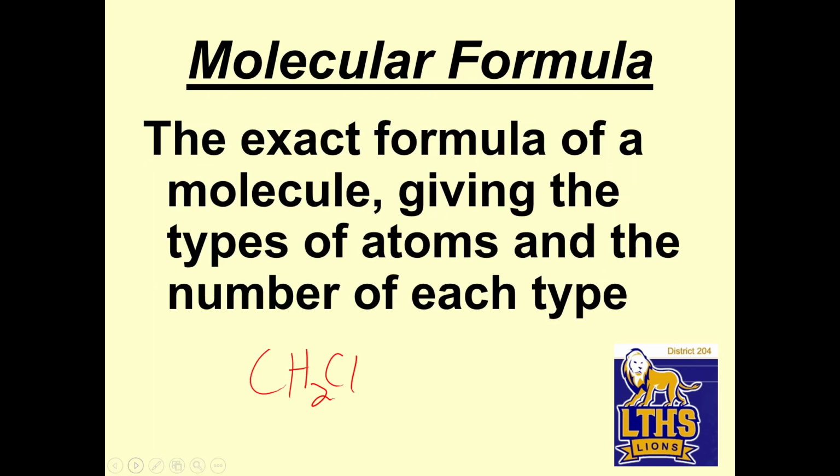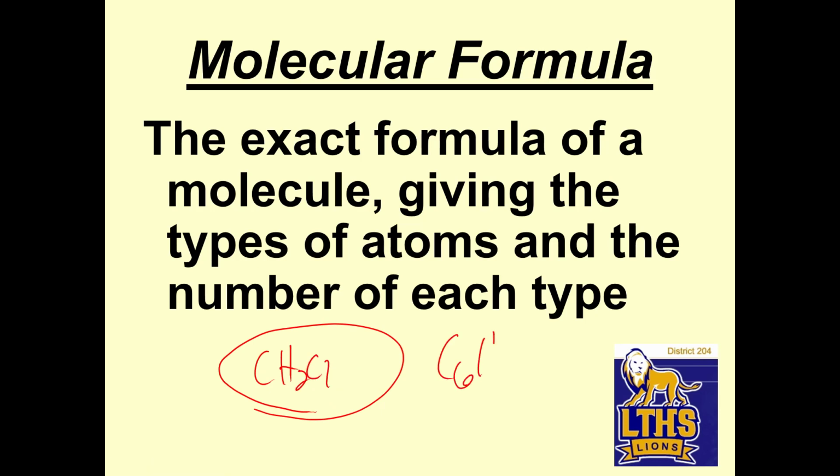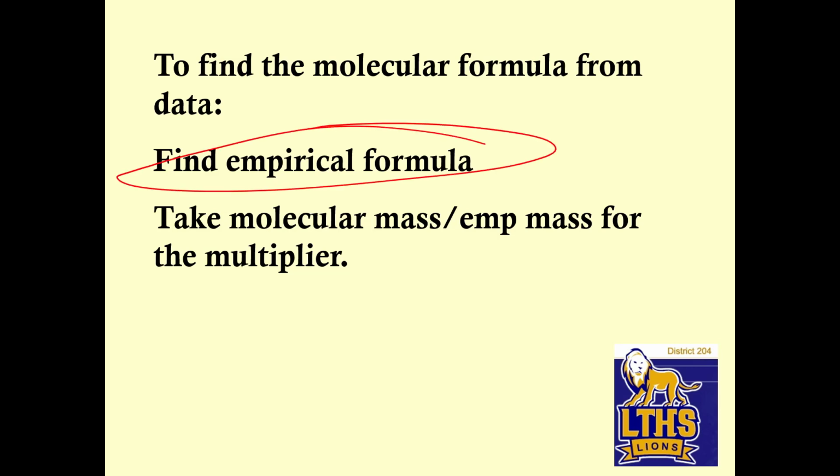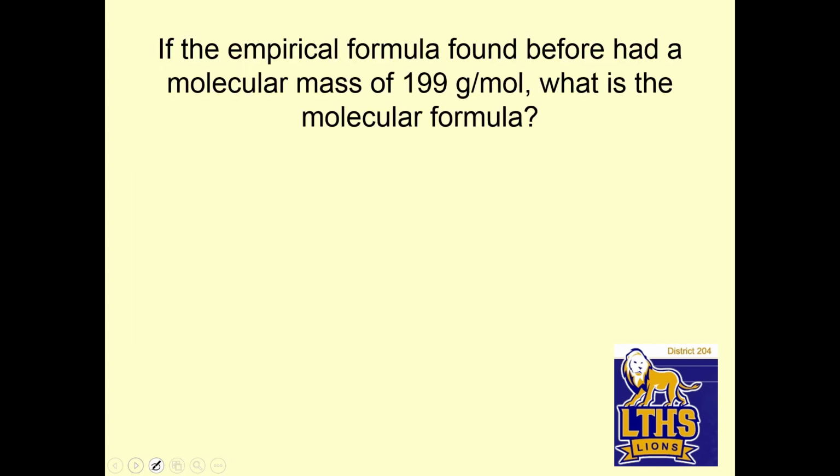Molecular formula. The exact formula of a molecule given the types of atoms and the number of each type. So see how this was reduced, perhaps? The CH2Cl, a molecular formula might be something like C6H12Cl6, where they're all times 6. To find the molecular formula, do your empirical formula, and then take your molecular mass and divide it by the empirical mass. So how do you get that? Go to the periodic table. So let's take a look.